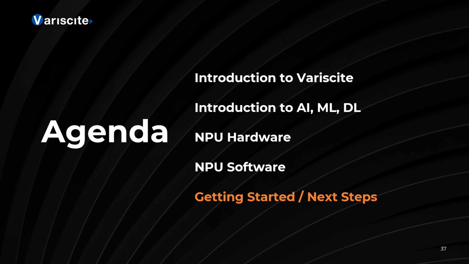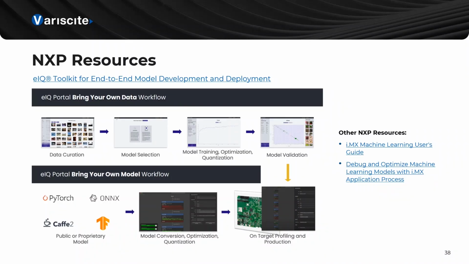All right, now let's look at the next steps for how you can get started. As I mentioned earlier, the eIQ toolkit and portal have everything you need to train, optimize, and deploy a model on a Variscite system on module. It supports pre-trained models and allows you to bring your own model and data.